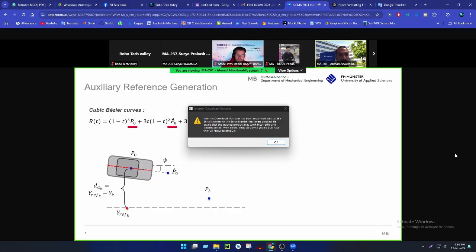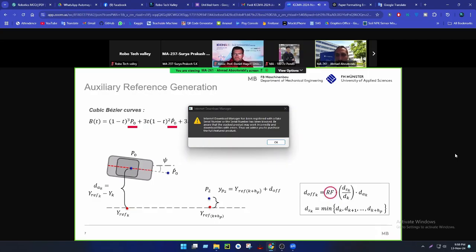So based on our initial deviation from the reference line, we will define a coefficient, which we call the reduction factor, to make sure that we gradually come to the reference line and we are not rushing to it.